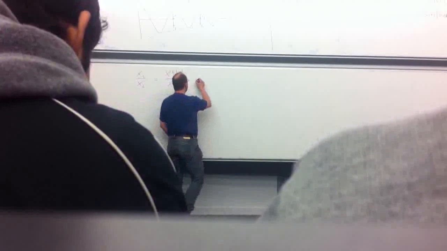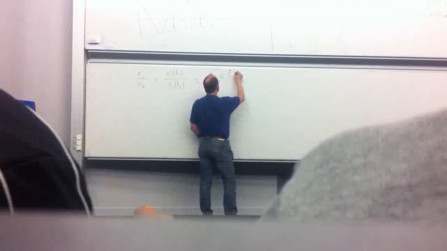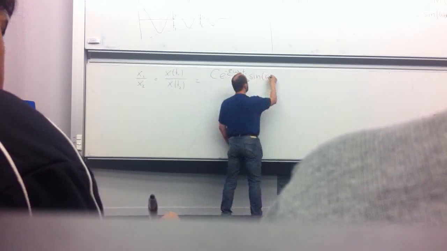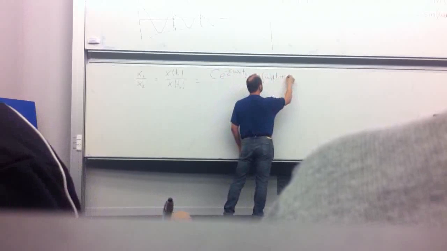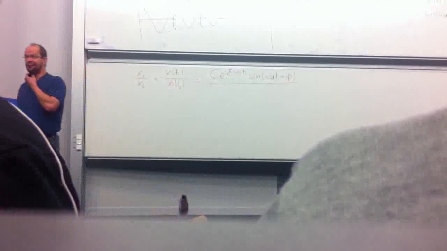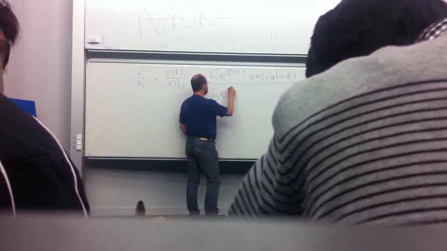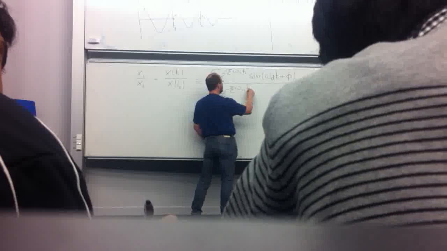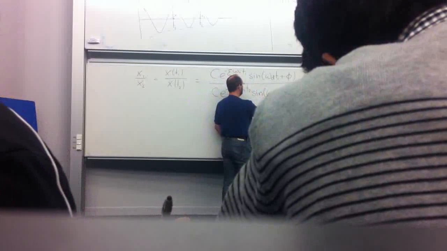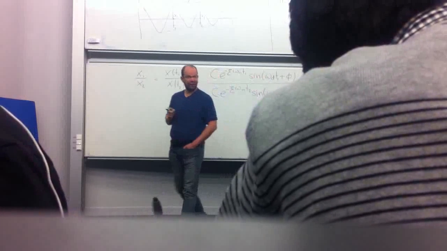So if I substitute t is equal to t1, I get C exponential minus theta omega n t1 times sine of omega d t1 plus phi. So that's x at time t1. At the bottom, x at time t2 is equal to C exponential minus theta omega n times t2 times the sine of omega d t2 plus phi.